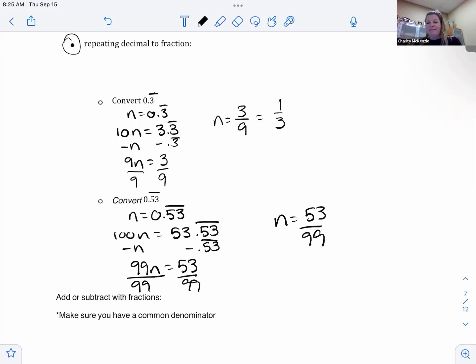Totally tricky. So what repeated? 53 over 99. What repeated? 3 over 9. See my pattern?